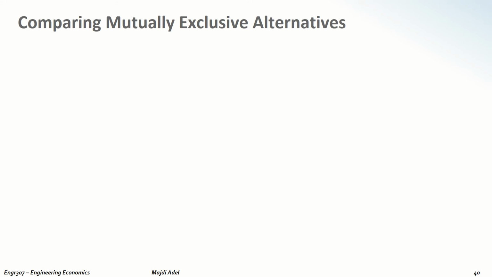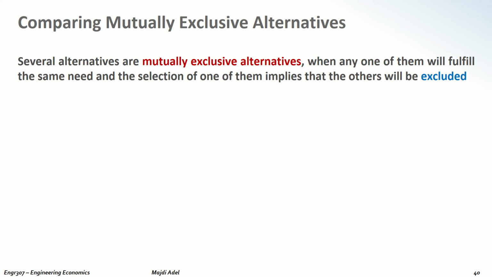Now, we come to mutually exclusive alternatives. What do we mean by mutually exclusive alternatives? Mutually exclusive alternatives means that if I choose one alternative, if I choose one option, this implies excluding the other options. إذا أنا بختار استثمار معين, هذا معناته إني استثنيت أو أهملت الخيارات الأخرى.